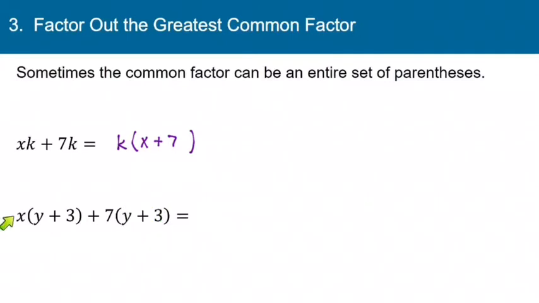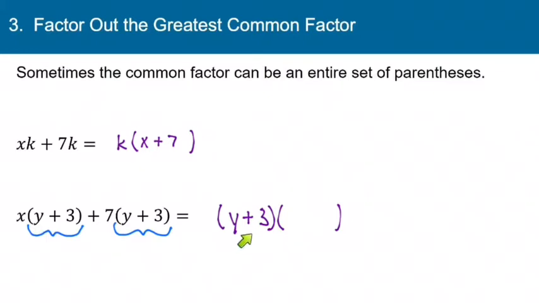And even though it looks a little different, notice that this group is sort of a term all by itself, and this group is also a term all by itself. So if you think of this as x times something plus 7 times the same something, you can treat it like we treated this first one. So what these two terms have in common is their y plus 3. So we will factor out the y plus 3, and now we'll need a set of parentheses to hold two terms.